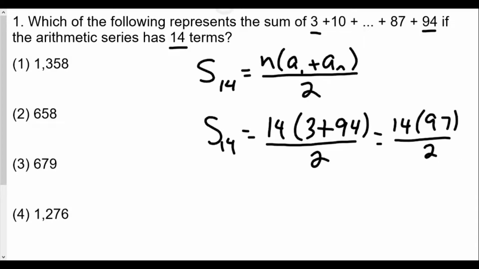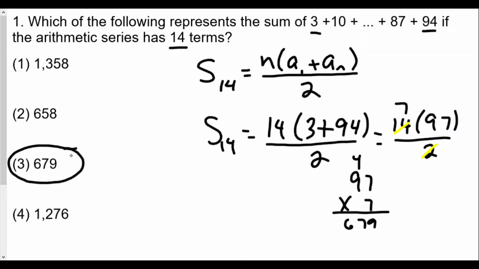And what we can do is simplify the 2 into the 14, so it becomes 7. And now multiplying 97 times 7. That's 49, carry the 4. That's 63 plus 4 is 67, so 679. And that's choice number 3. So if we know the first term, the last term, and the number of terms, that's all we need.